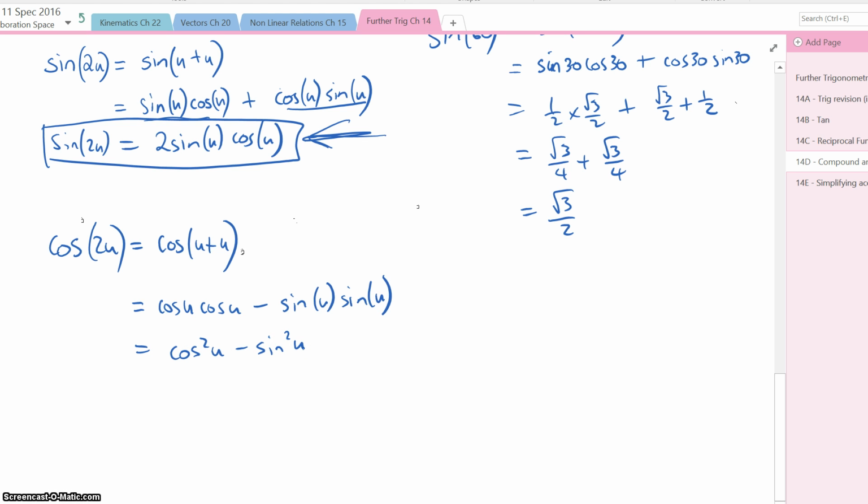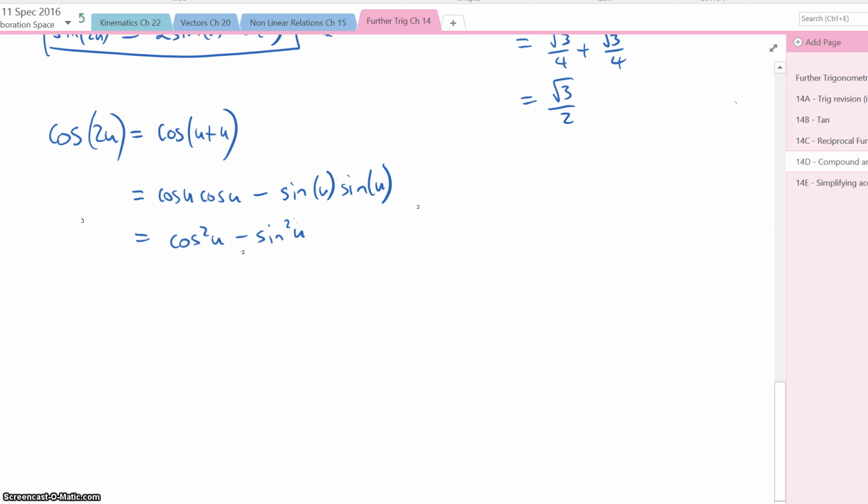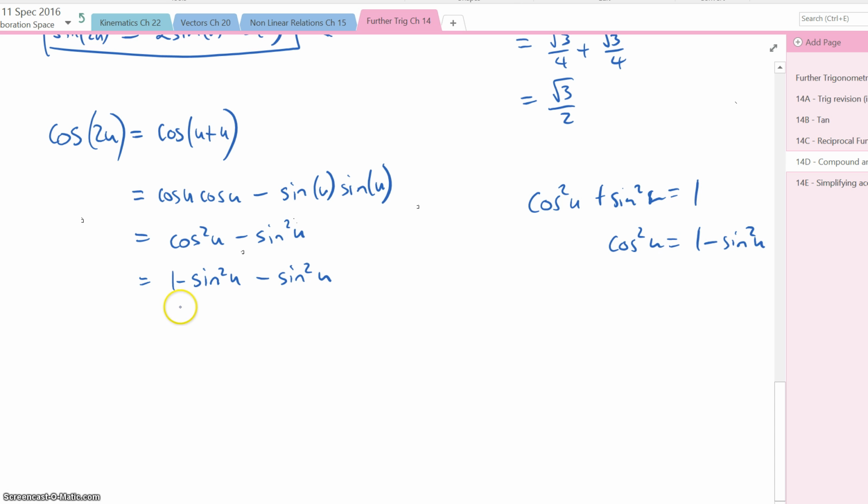And you can leave it like that if you want to, but there are other things that you could do to that as well. You could turn cos squared u into 1 minus sine squared u. The reason I did that is because cos squared u plus sine squared u is equal to 1. So cos squared u is the same as 1 minus sine squared u. Okay, so you could do that. And then you get 1 minus 2 sine squared u. So this is good.